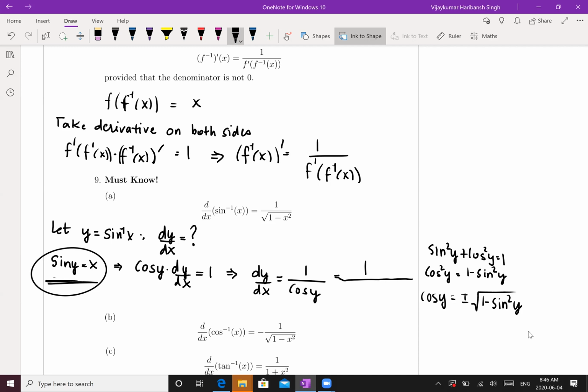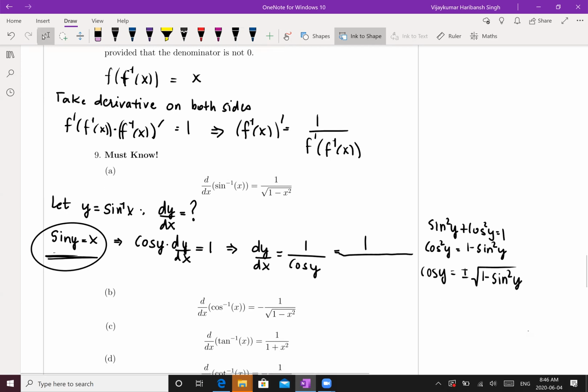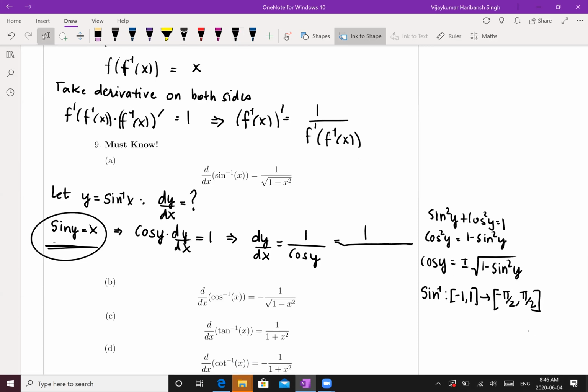However, notice the following. Sine inverse is a function from where to where? Sine inverse is a function from minus 1, 1 to minus pi by 2 to pi by 2, right? So your y is sine inverse x. So y belongs to minus pi by 2 to pi by 2.